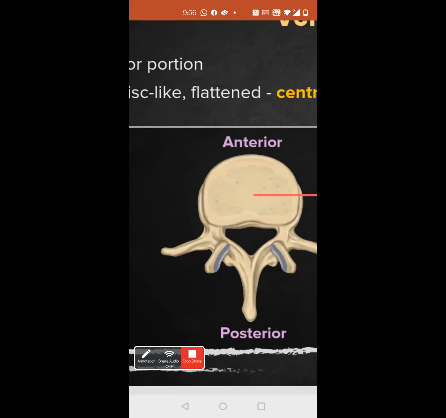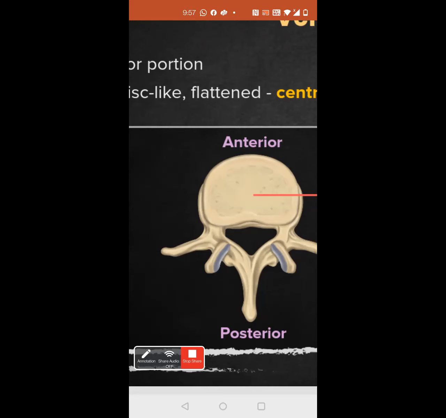And one more thing, there is something called scoliosis. Have you heard of it? Your vertebral column is kind of curved, correct?